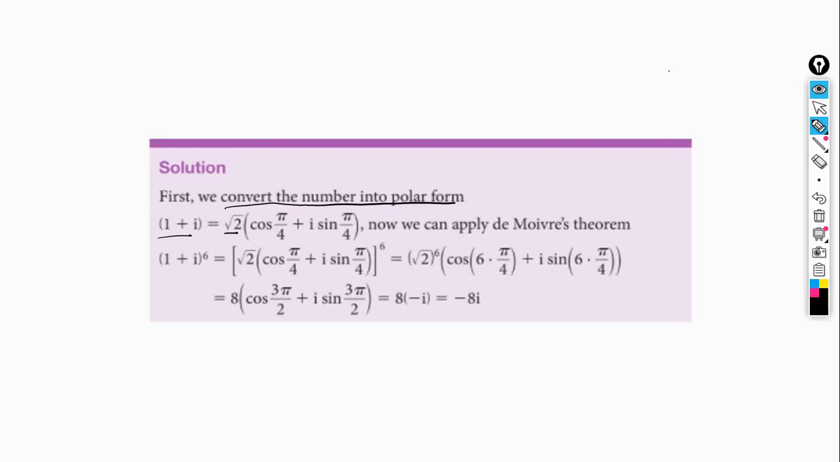So this to the power of 6 is going to be equal to this to the power of 6. So we grab the modulus to the power of 6 and multiply the argument times 6. And we end up with 8 times cosine of 3 pi halves plus i sine of 3 pi halves. But remember that cosine of 3 pi halves is 0 and sine of 3 pi halves is negative 1. So we end up with 8 times negative i, or negative 8i.